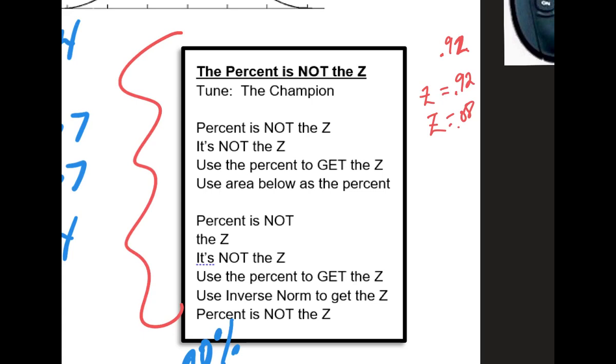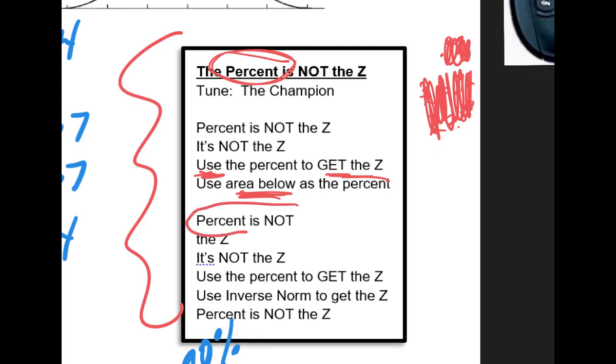And then I love it when they do that, sort of, because I get to sing this song and yell it at them and say, the percent is not the z-score. So if they tell you 8%, that is not the z-score, nor is 92%. The percent is not the z. You use the percent to get the z. Use area below as the percent. Use inverse norm to get the z. Percent is not the z.